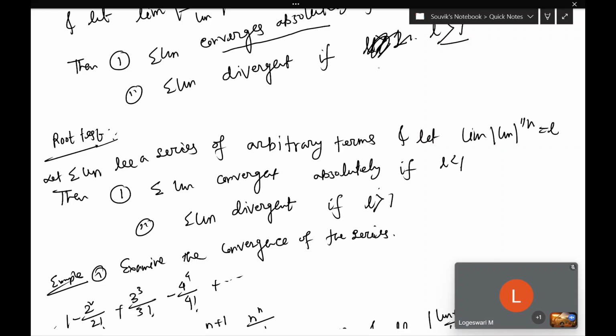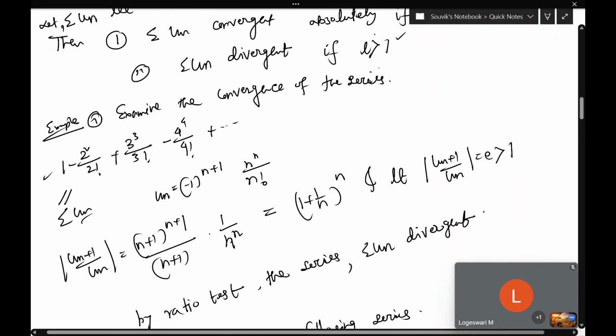Now there is something in the root test. Let summation u_n be a series of arbitrary terms and let limit of |u_n|^(1/n) be equal to L. Then summation u_n converges absolutely if L is less than 1, and this summation is divergent if L is greater than 1.